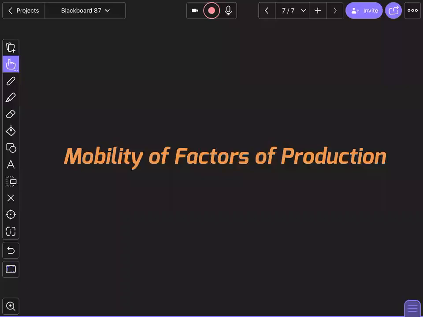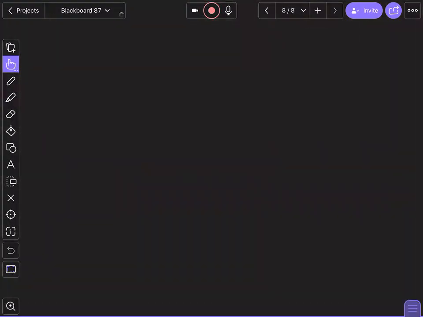Hi guys, in today's class we will talk about mobility of factors of production. What does factor mobility mean? Factor mobility measures the extent to which factors of production such as land, labor, capital can easily switch between alternative uses. So what is their ability to switch easily between occupations?